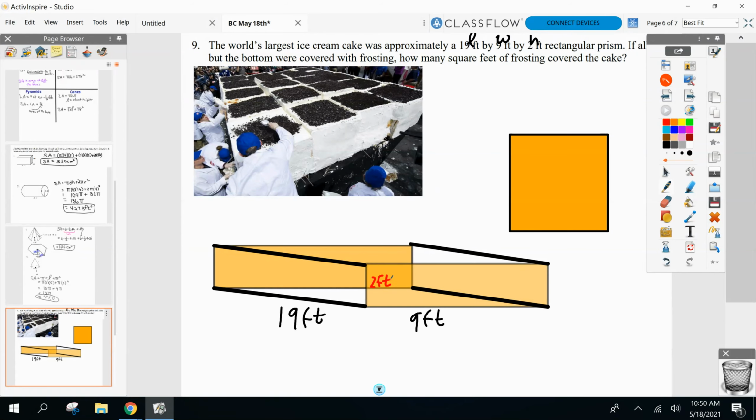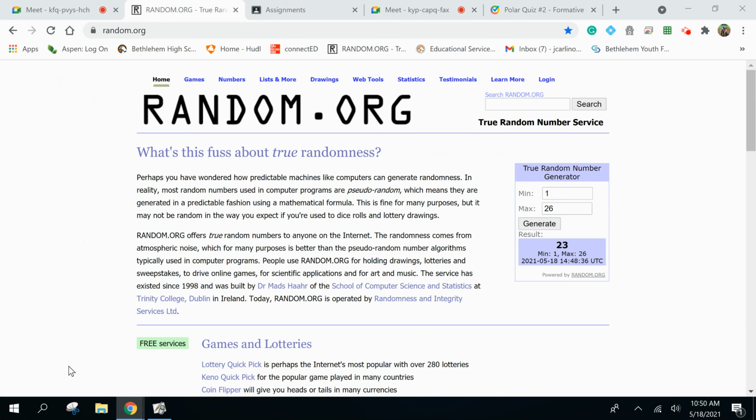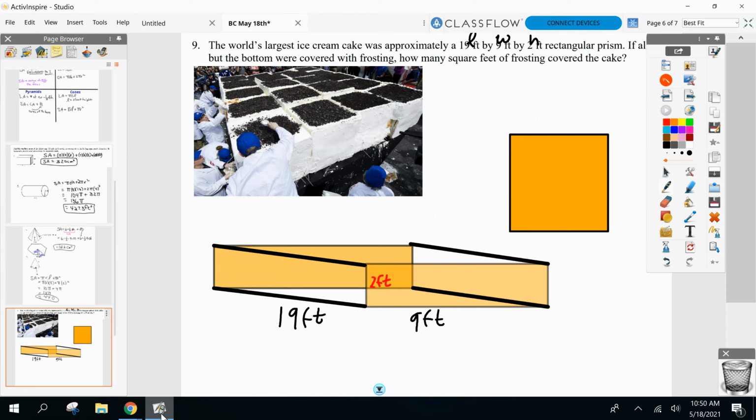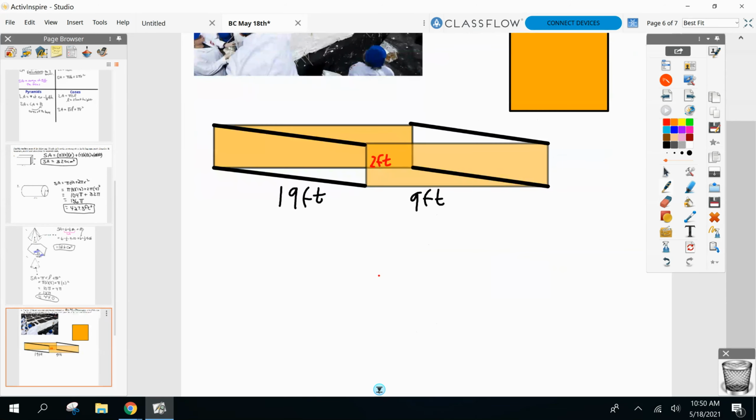And you are going to cover everything but the bottom now. So talk to me. Back to you, Hayden. You're the prism guy here today. Tell me the dimensions of the faces you're going to cover with frosting. 2 and 9. Okay, so everyone, here you go.